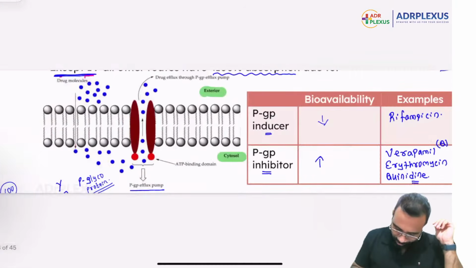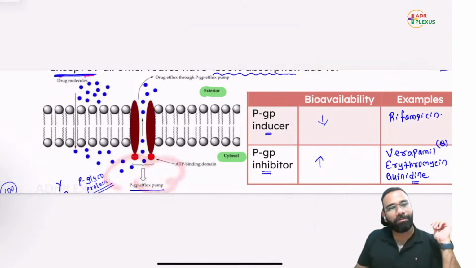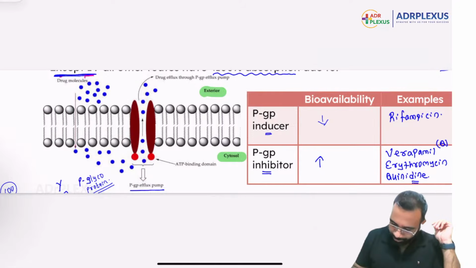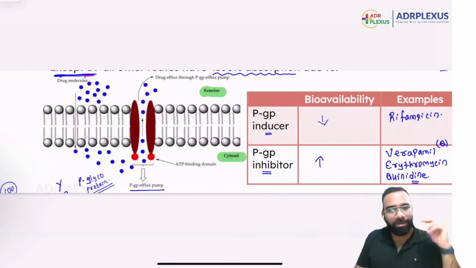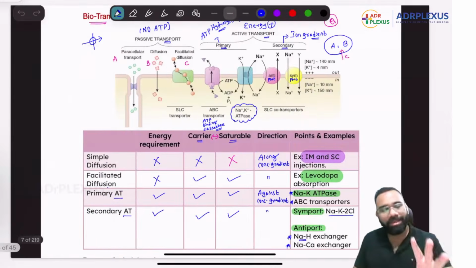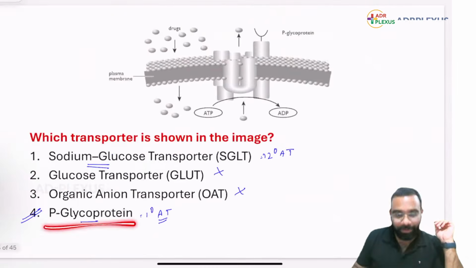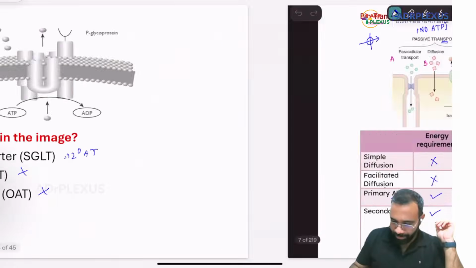And if you can see, this is what we discussed in PGP also, right? Something it is pumping out. As I told you, this is also a question asked in the exam previously. So again, the topic is the same, but he changed the question. So that's all about the first one. The transporter is P-glycoprotein, right?